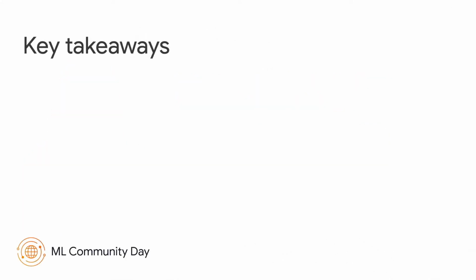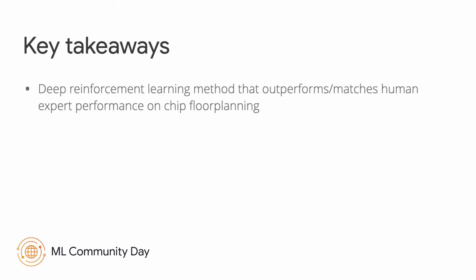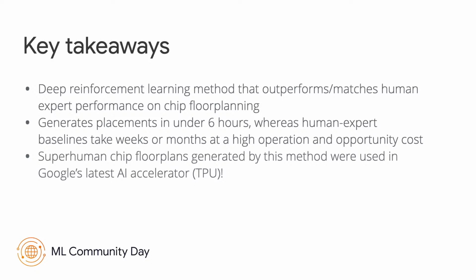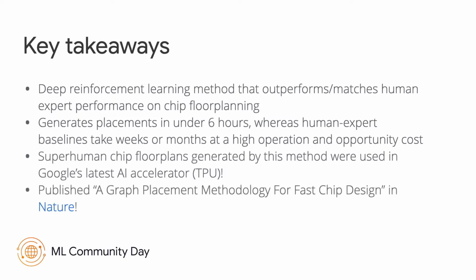Some key takeaways from this talk: we're going to describe a deep reinforcement learning method that is capable of outperforming or matching human expert performance on the task of chip floor planning. This method can generate superhuman chip layouts in under 6 hours, whereas human experts take weeks or months at an extremely high cost. And superhuman layouts generated by this method were used in Google's latest AI accelerator, TPU, which was taped out earlier this year. And we recently published this work in Nature.